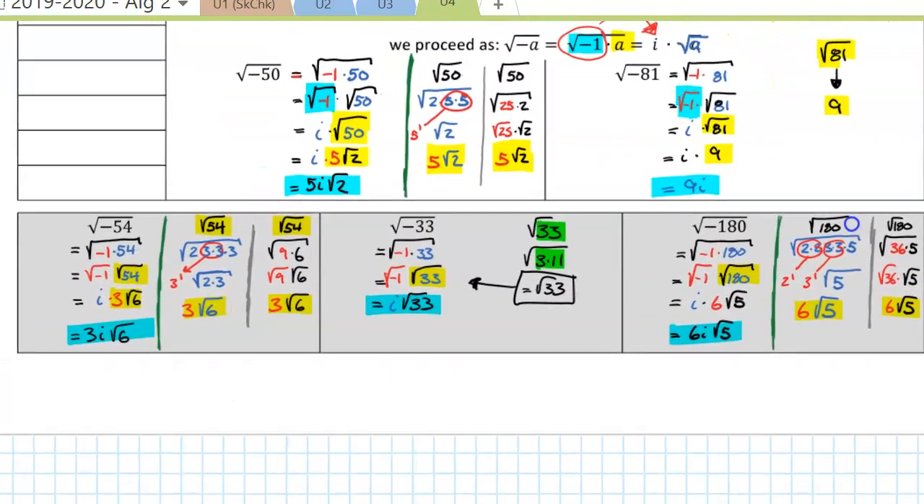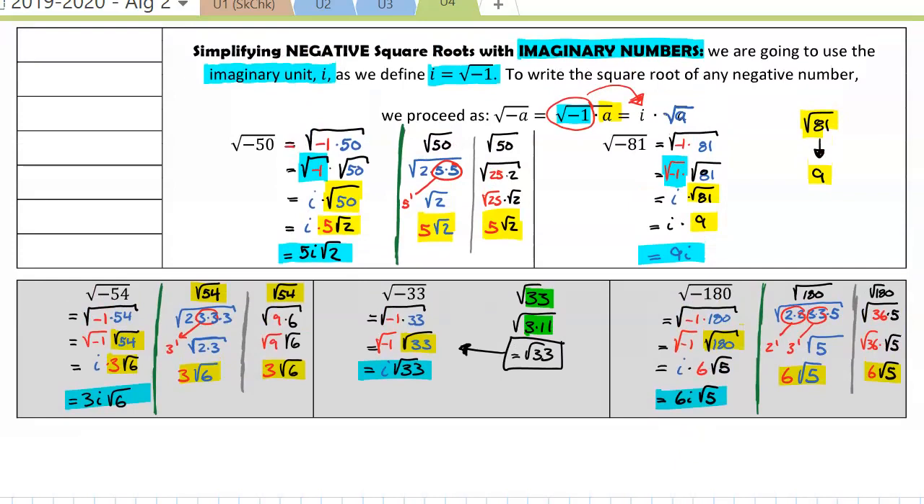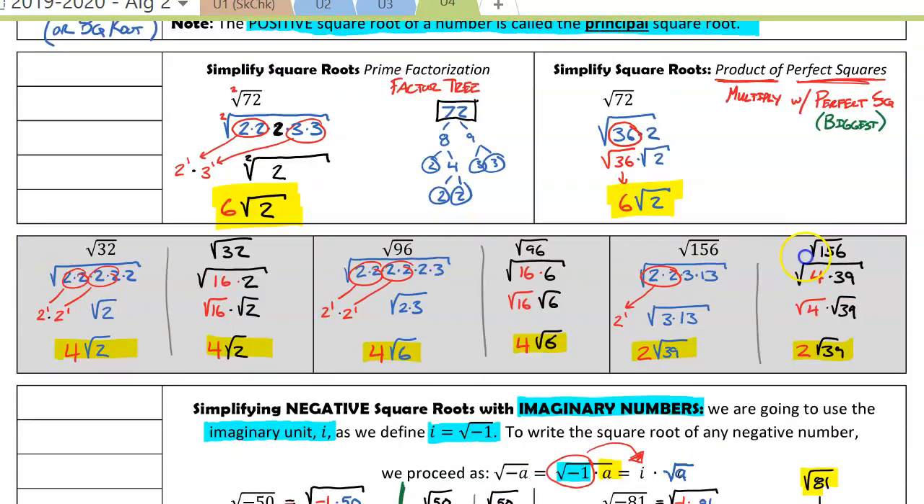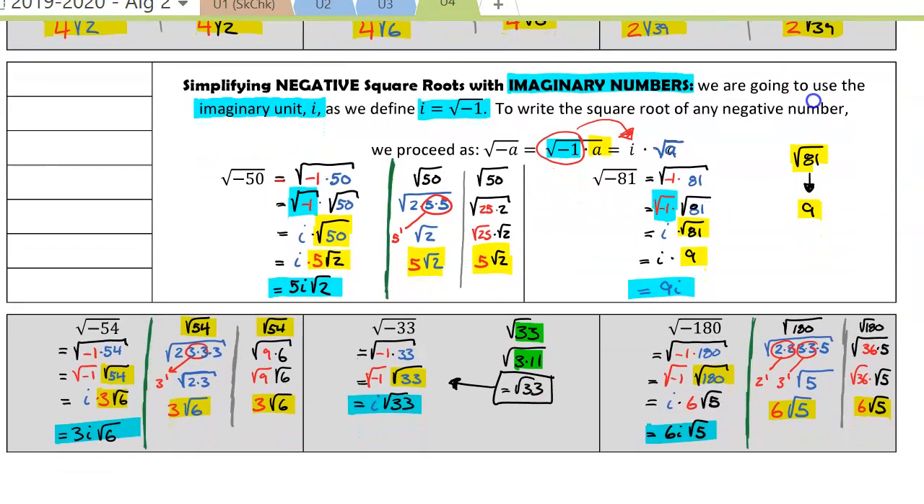This should be enough to help us do the review, simplifying roots with negative values and simplifying square roots of positive values. Same combination, just remembering the square root of negative 1 is this imaginary unit of i.